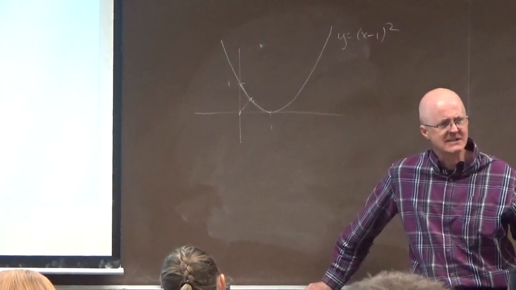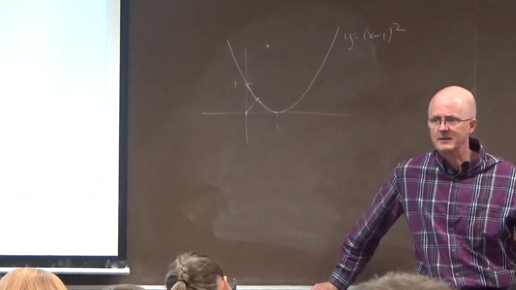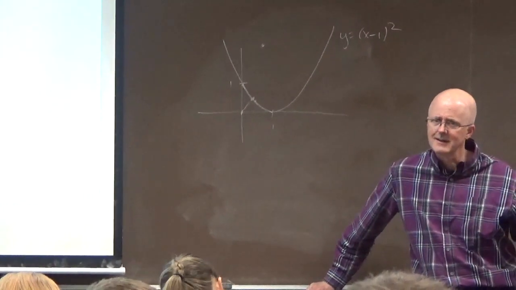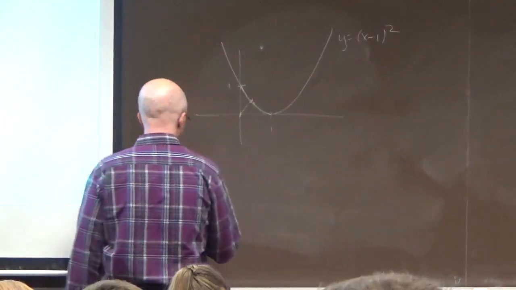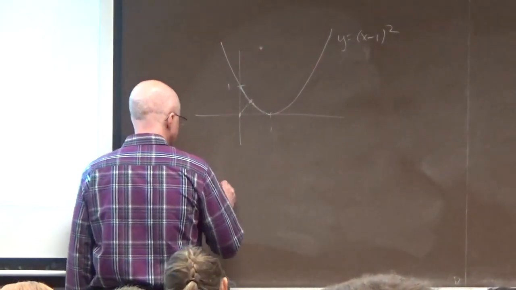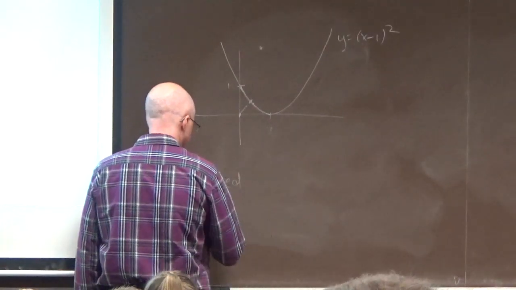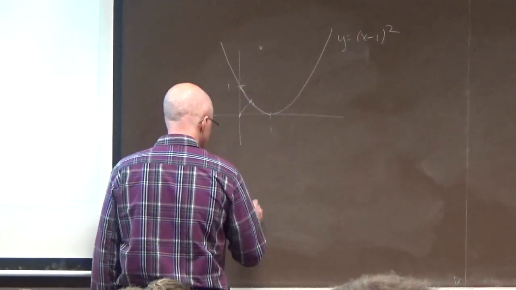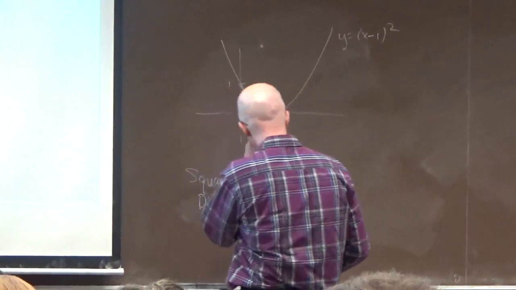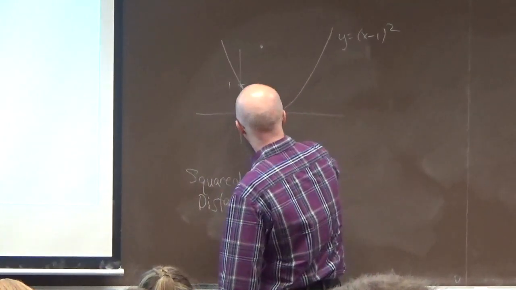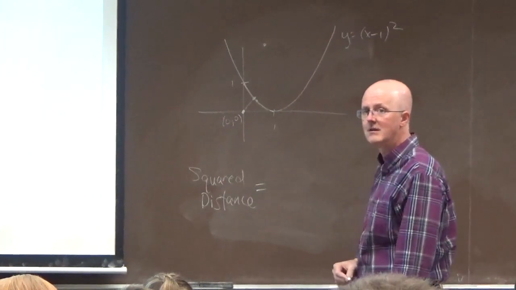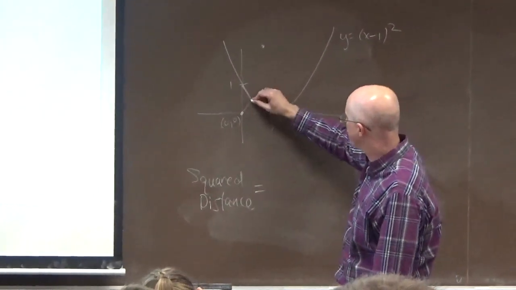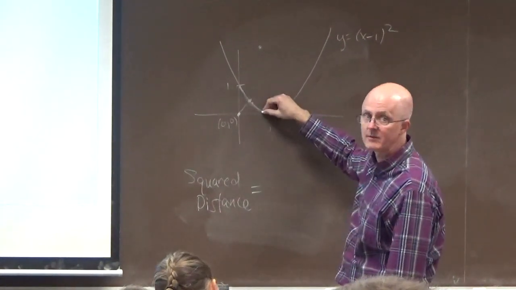You might remember the distance formula by the Pythagorean theorem involves square roots. And it would be nice if we could avoid square roots. The squared distance avoids square roots. And how do you find it? Well, the origin has coordinates 0, 0. What are the coordinates of points along here in general?